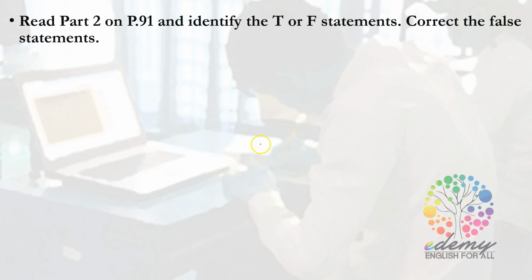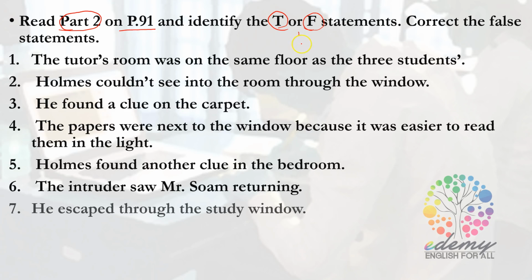Let's move on to another activity. What I want you to do is read part 2 of the reading, which is on page 91, and identify true or false statements, and you correct the false statement. Here are the statements. You have 7 statements. First, the tutor room was on the same floor as the 3 students. Second, Holmes couldn't see into the room through the window. He found a clue on the carpet. The papers were next to the window because it was easier to read them in the light.